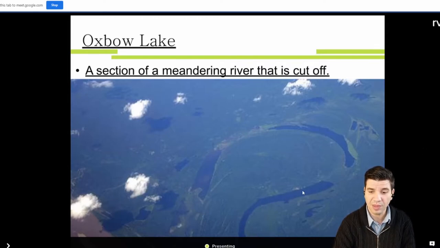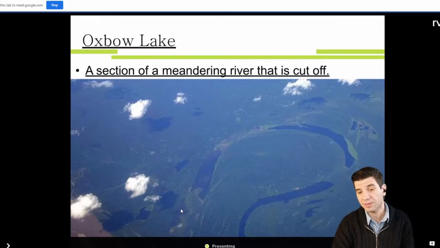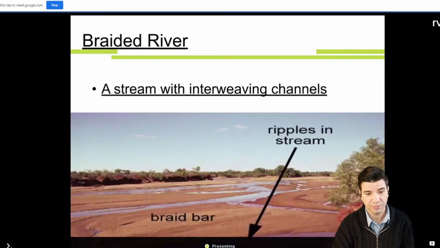This used to be a meander, a bend in the river, but that part ended up getting broken off. It got cut off from the mainstream. And then now they're just ponds, essentially, or small little lakes. Cool thing about these is that species of fish that might have been extinct in that larger river ecosystem may still be alive in these ponds. Pretty cool stuff. We'll talk more about how they're constructed tomorrow.